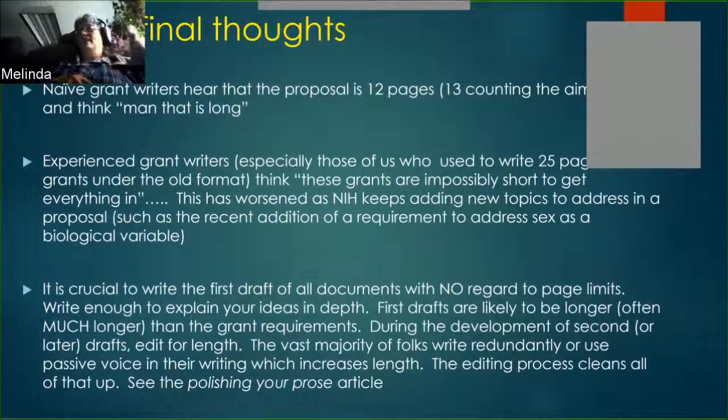Don't write to 4 pages when you're writing this. Write the approach section in its first draft as long as it needs to be. You may find it needs to be 5, 6, 7 pages long to get all of your thoughts in, all of the description in, all the significance in that you think is needed for that hypothetical reviewer reading your grant. However, then you edit it later.